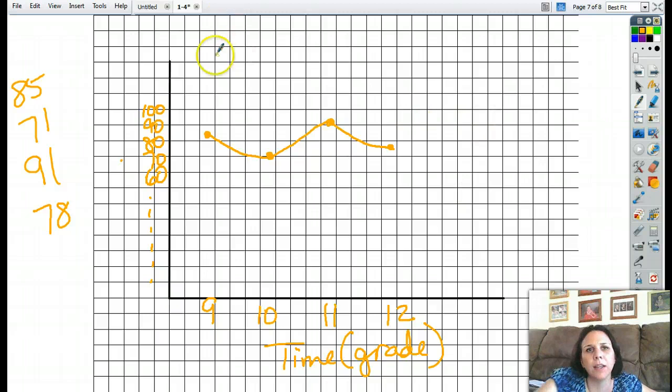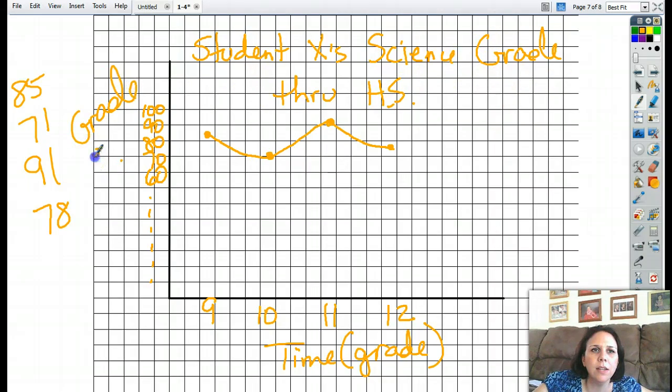So now what do I need? I need a title. So we have student X's science grade through high school. Now I'm abbreviating. You would write this all out because I've noticed it's 20 minutes now and I'm sorry. Okay, so student X's science grade through high school. What would be over here? Grade. How is it measured? Percent. Down here, what did we measure? Time. And how? By grade level. We don't need a legend because we only have one thing we're looking at, one individual student. And so other than that, that's pretty much all we would need.